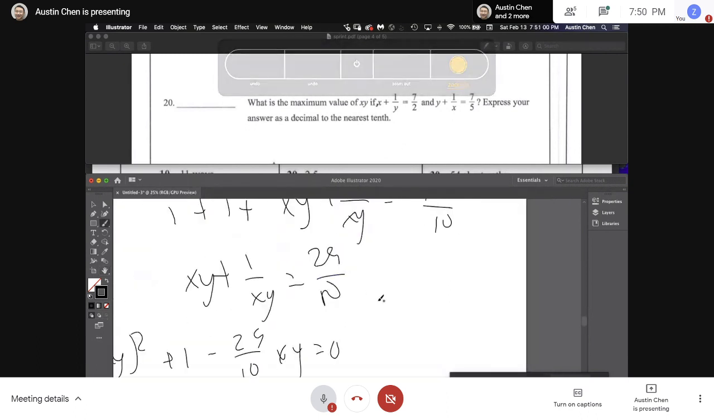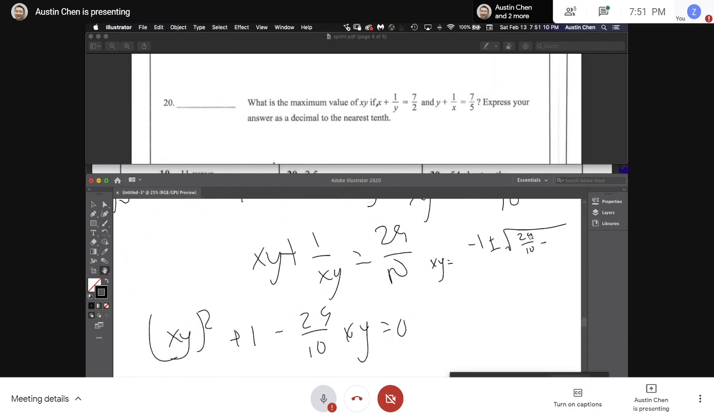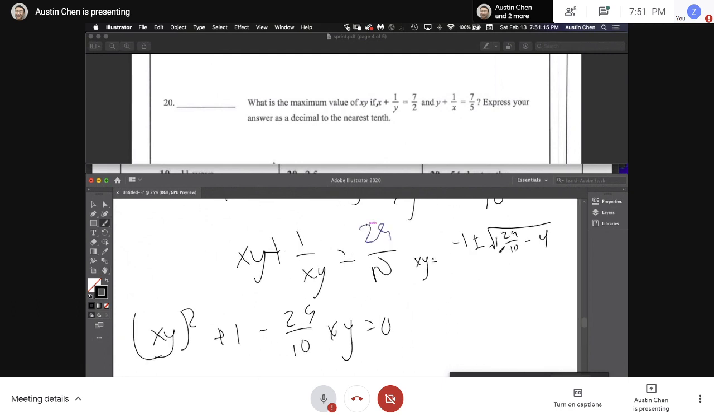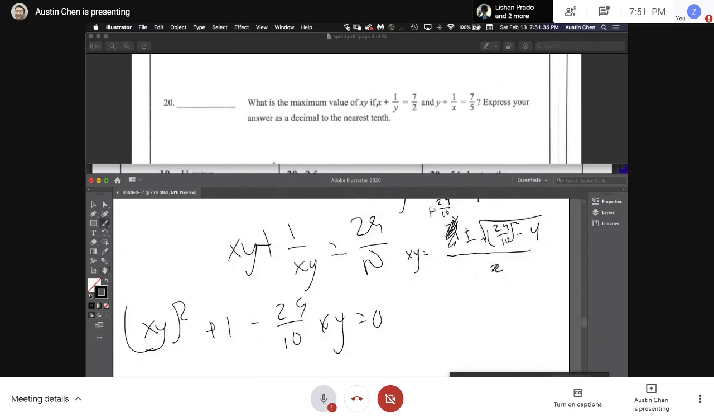So we're going to have xy equals -1 plus or minus 29/10 squared minus 4. Oh, whoops. This should not be -1. My bad. This should be plus 29/10. And then it's going to be over just 2. Okay, so let's try to solve this.